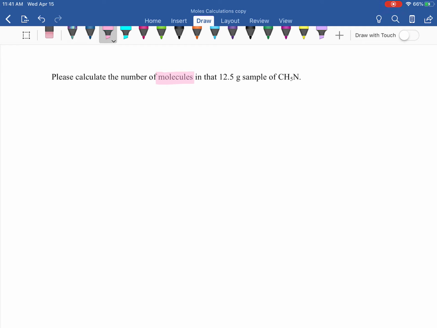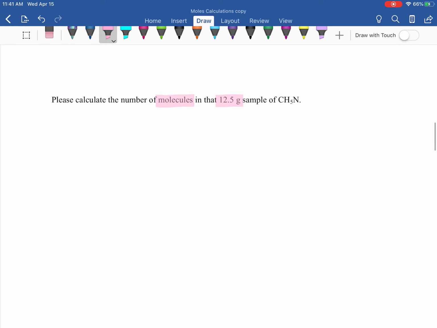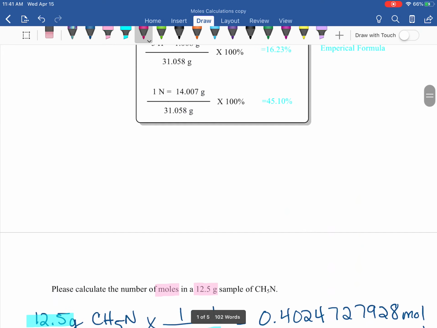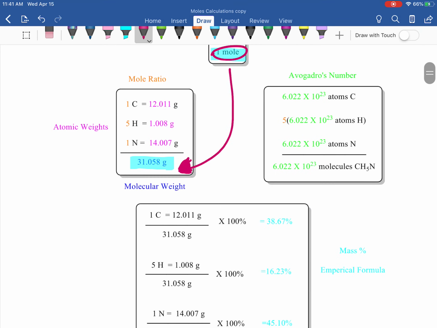Awesome. All right, let's calculate the number of molecules in that 12.5 gram sample. All right, we can do this one two ways. Let's go look for molecules and grams and see how they're connected on our little table. All right, I see molecules right here, and that's our Avogadro's number. But there is no number that is going directly between these. There is no way to do that. You literally have to go through a mole. We have to go here first.